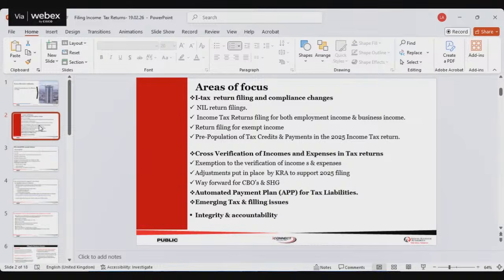So we know that whenever we talk about filing of returns, we have three types of returns that can be filed. So we have nil filing. Then also we have filing where you have a business income. And also we have filing where you have received income from employment. Then last and not least, we have filing of income that is exempt from tax. So everybody is expected to file regardless of whether the income that you have received is subject to tax or not. Then we look at other things that have been done to the return to enable ease of filing for the year 2025.